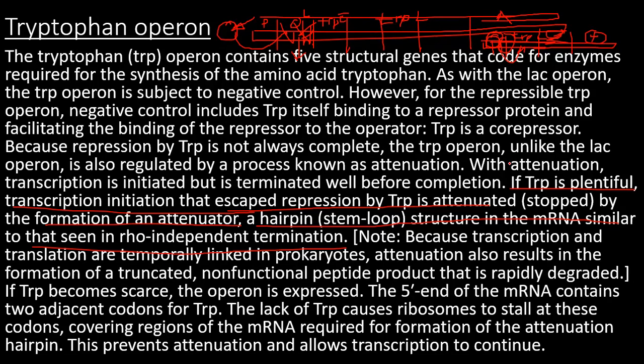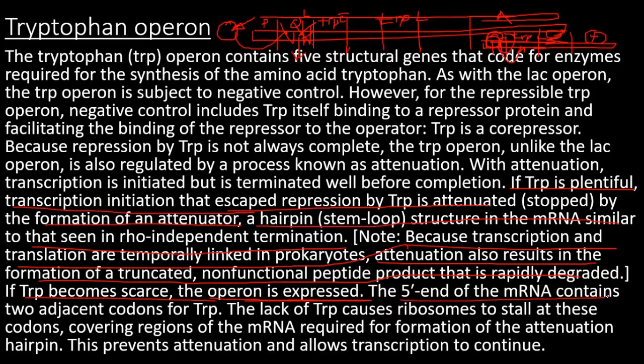But if there is a stem loop between region 3 and region 4, there will be formation of a truncated messenger RNA. Because transcription and translation are temporally linked in prokaryotes, attenuation also results in formation of a truncated non-functional peptide product that is usually rapidly degraded. The truncated messenger RNA is rapidly degraded, but the full length messenger RNA is the only one which will go on to the formation of the proteins needed for tryptophan biosynthesis. If tryptophan is scarce, the operon is usually expressed, and I have tried to explain how that will occur.